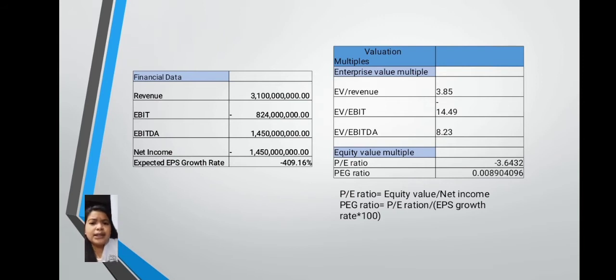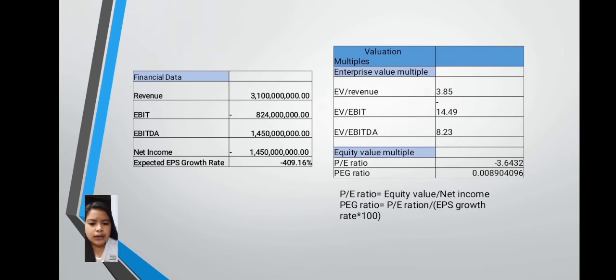So, next is the EV over EBITDA. So, the EV over EBITDA results to 8.23. So, if the EV over EBITDA is lower than 10, it seems to be a healthy company. Then, the negative EV over EBIT indicates a company that will not continue its function.